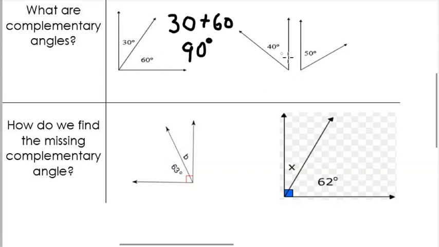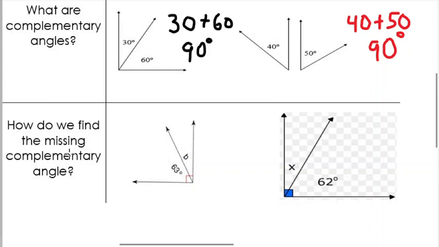In our next example, we have two non-adjacent angles. They're non-adjacent because they don't share a common side or a common vertex. So we have to see if they're complementary. This angle here is 40, and the other angle is 50. So 40 plus 50 gives me 90 degrees, and this means that these two are non-adjacent complementary angles.